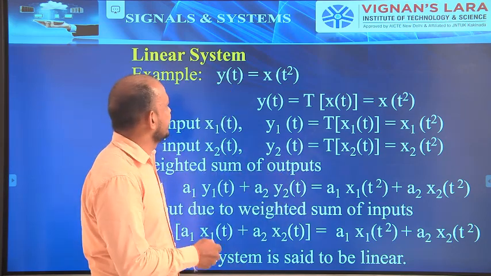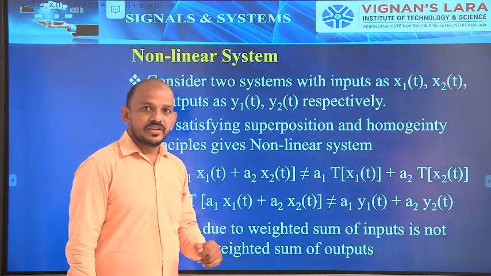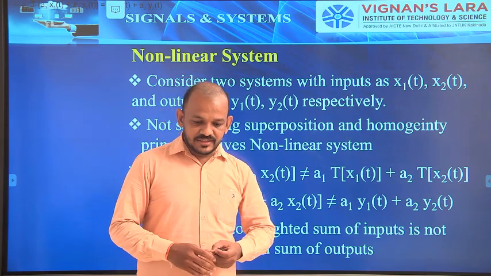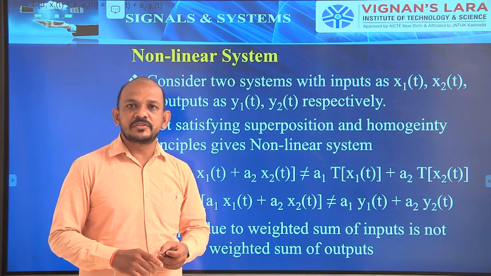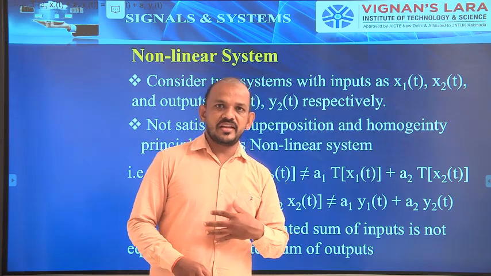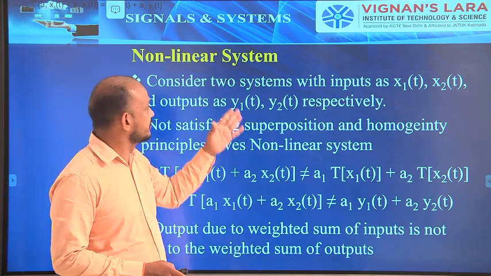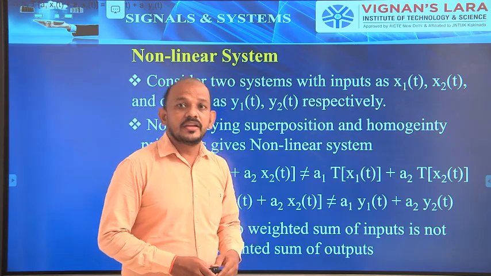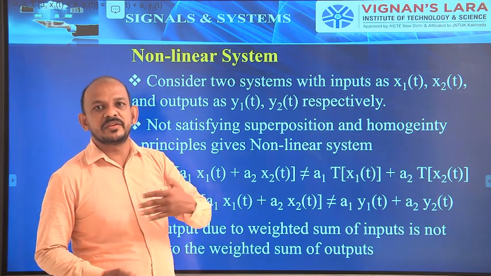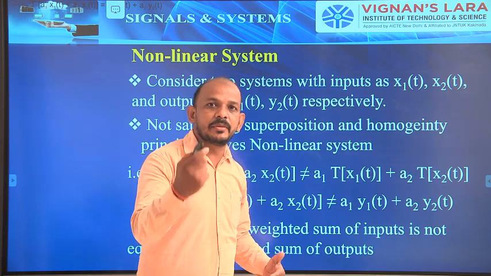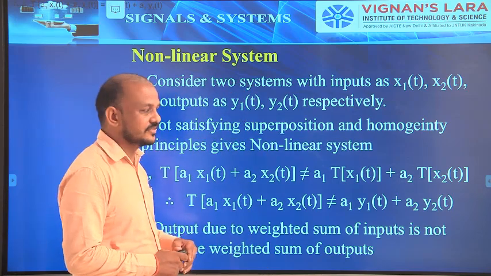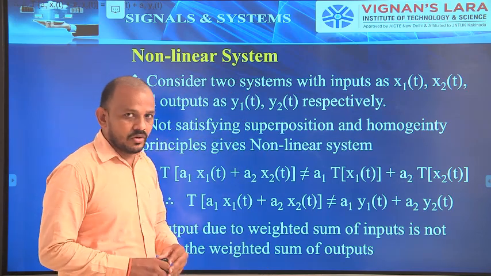Now in this class I am going to teach you non-linear systems. A system is said to be linear if it satisfies the principles of homogeneity and superposition. In the same way, a system is non-linear if it does not obey the principles of superposition and homogeneity. I already explained this in the previous slides.